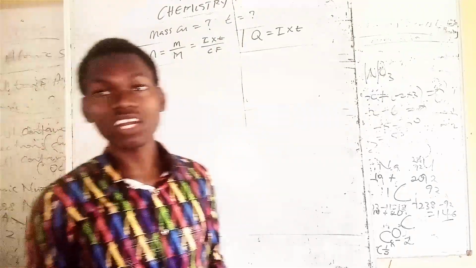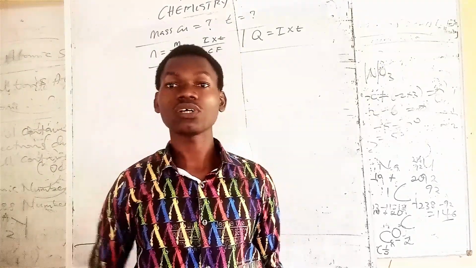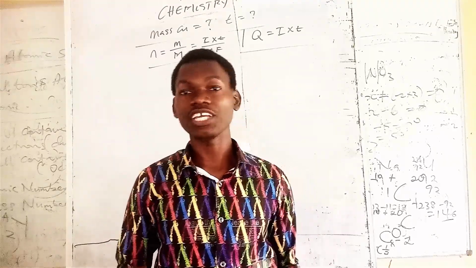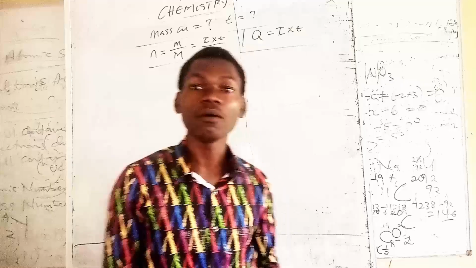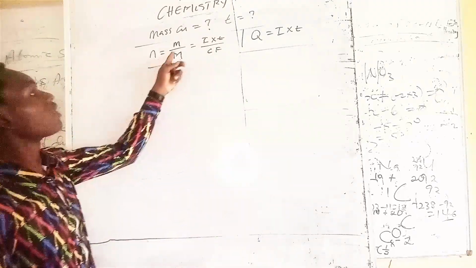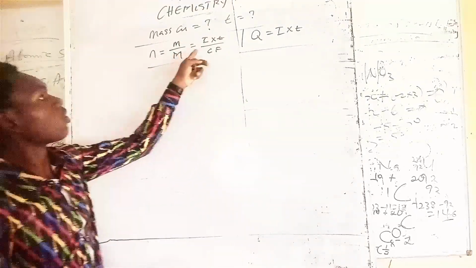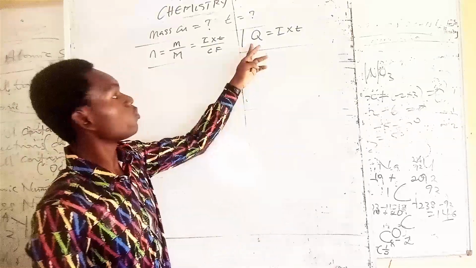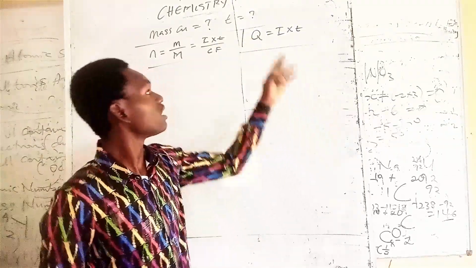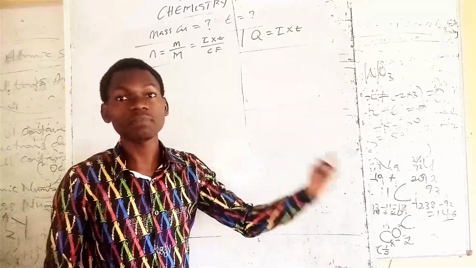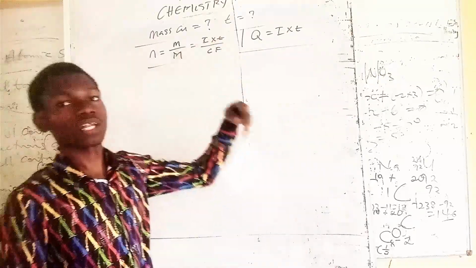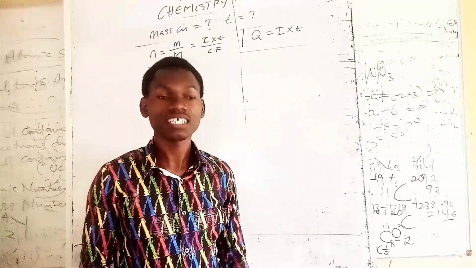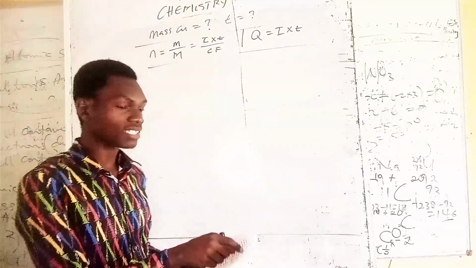If you look at that question very well, you understand that it is a Faraday's law calculation. There are two formulas that are going to guide us: n equals m over M, also equal to It over CF. And we also know that Q, the quantity of electricity passed, is equal to It. So anywhere we see It, we can replace it with Q, because Q is equal to It.